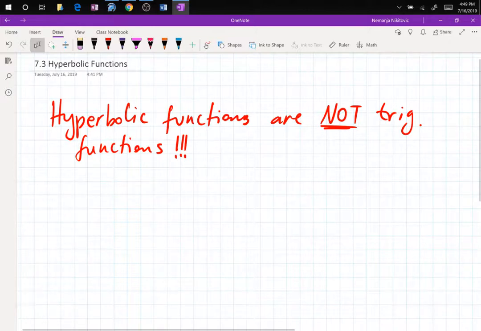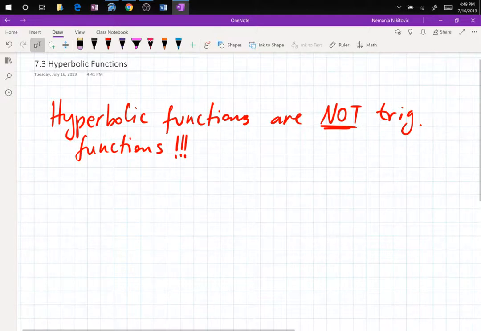Now, why the names then? Hyperbolic functions will be called sine hyperbolic x, cosine hyperbolic x, tangent hyperbolic x, cotangent, secant, right? All of them, all 6. So why the names if they have nothing in common? Well, the behavior of these functions, in terms of identities and some other things, turns out to be very similar and reminiscent of trig, even though they have nothing to do with trig.